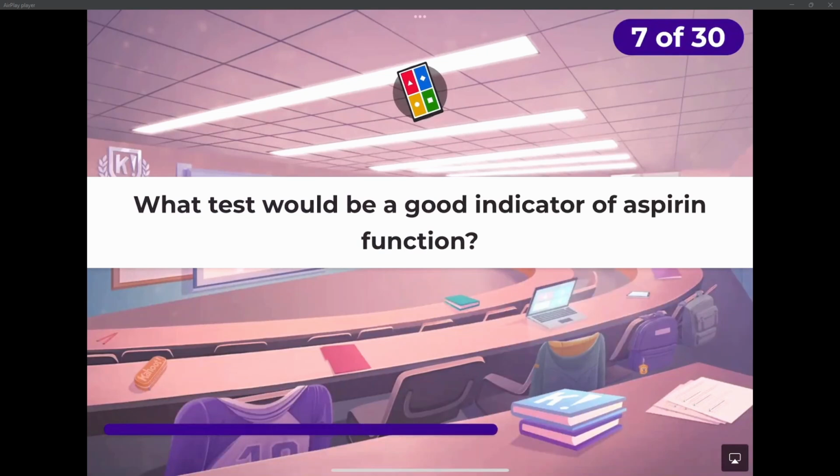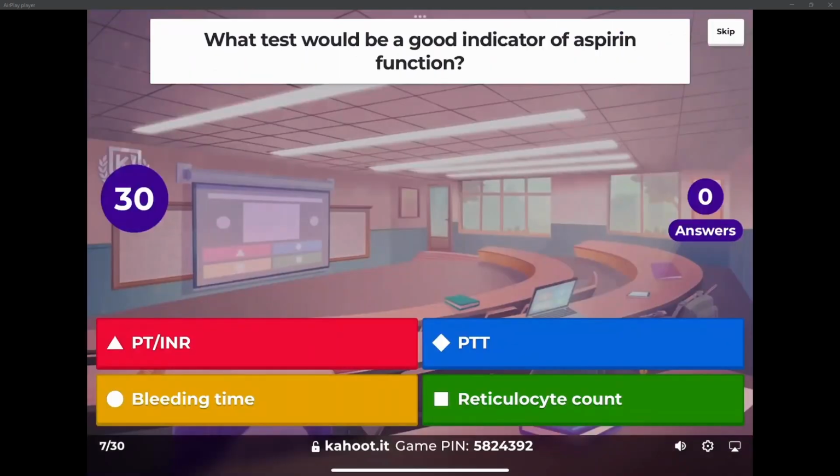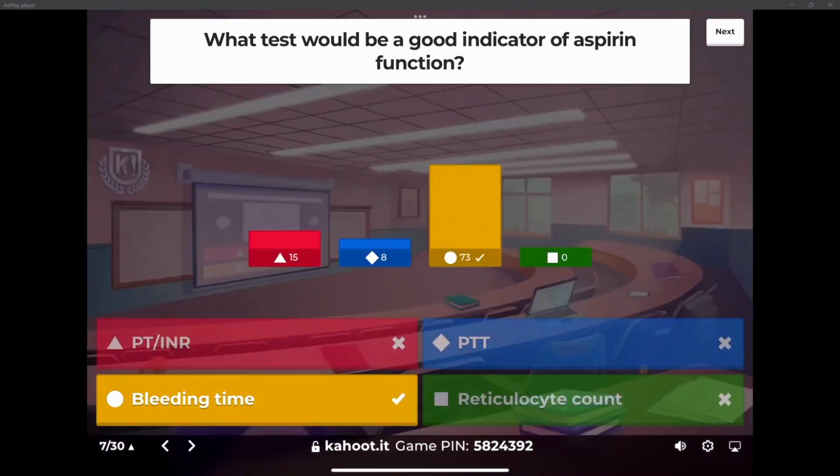What test would be a good indicator of aspirin function? What test do you want to order for aspirin? What is aspirin going to affect? Platelet function. It's just platelets. That's all aspirin affects. So there's one test to do with platelet function. That's your bleeding time.